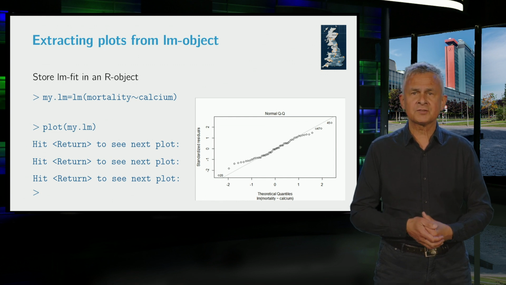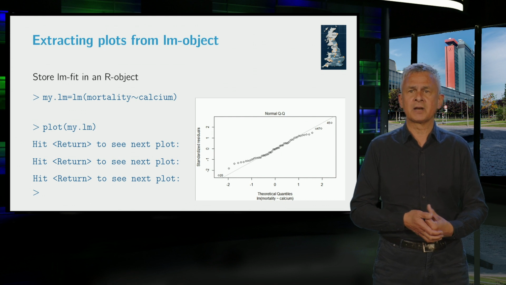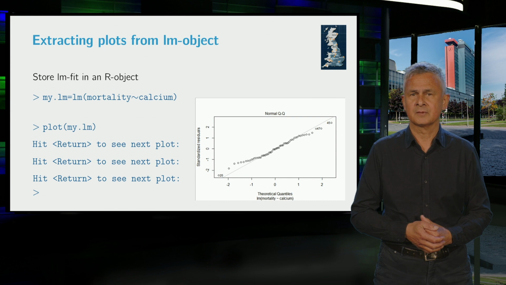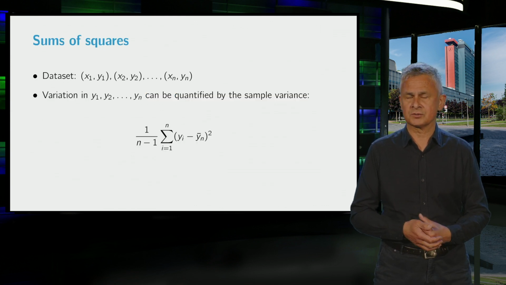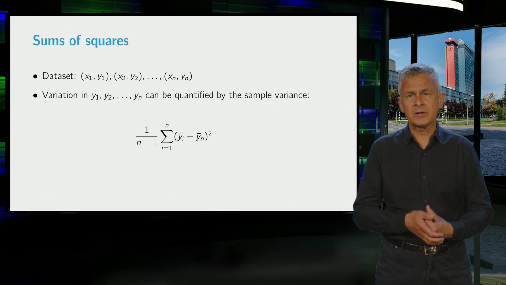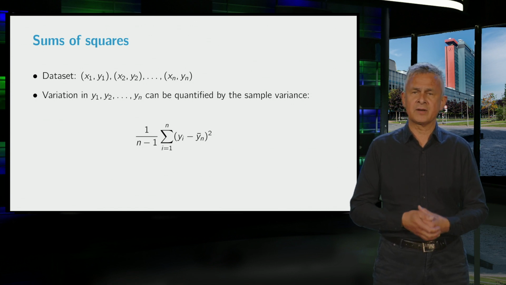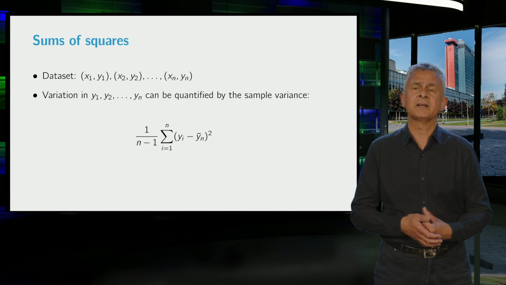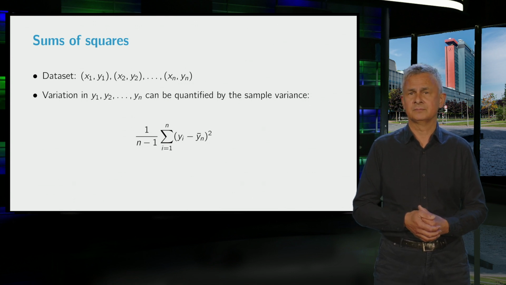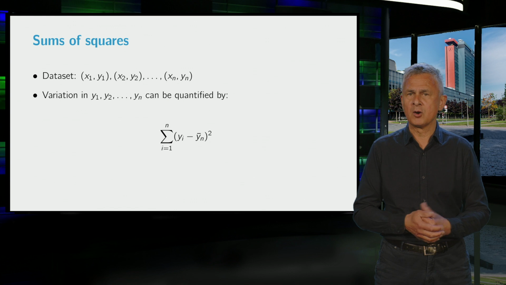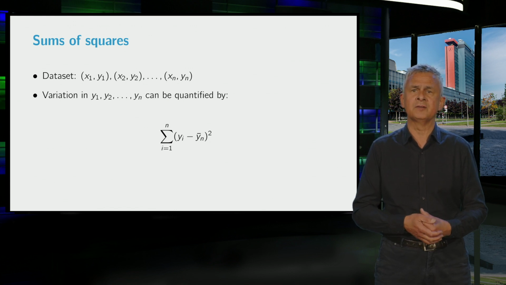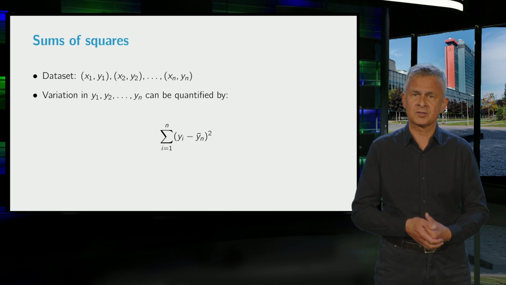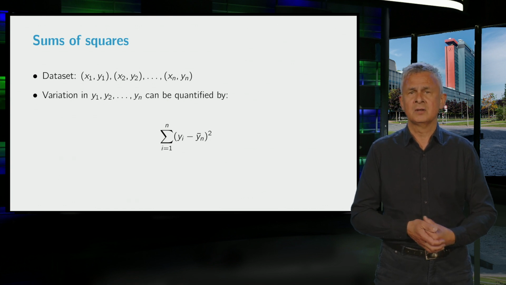Now that we have convinced ourselves that the assumptions of the model are reasonable, we will quantify the quality of the fit. And this is done by means of comparing sums of squares. Now recall that the variation in the y variable can be quantified by the sample variance. Now here the factor 1 over n minus 1 is irrelevant, so we can also quantify the variation simply by the sum of the square differences with the sample mean.